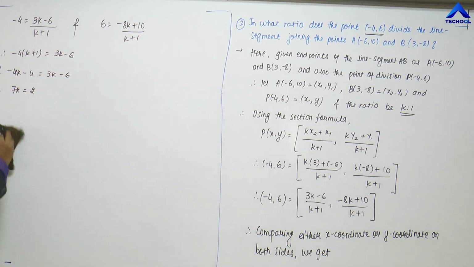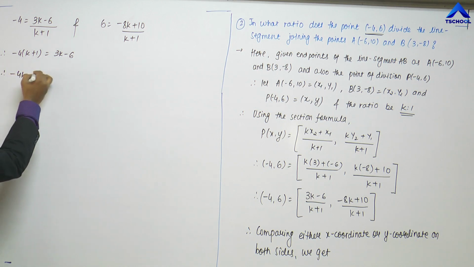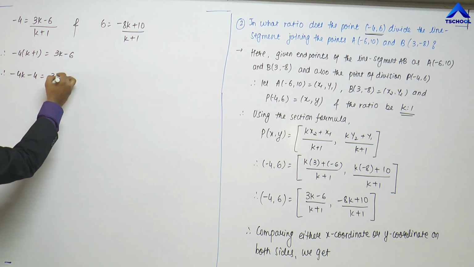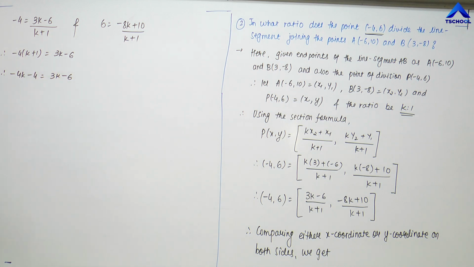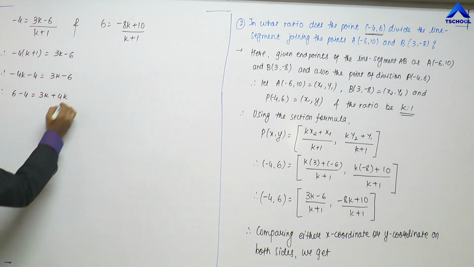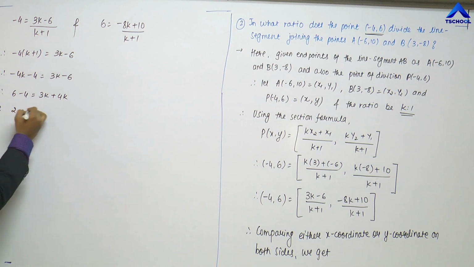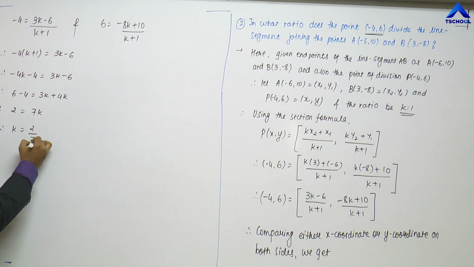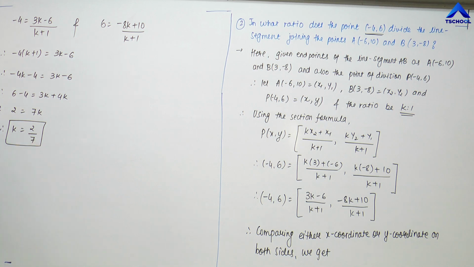I think you might not get this. How? First of all, multiply -4, that is -4k - 4 is equal to 3k - 6. Take that 4k on the other side and 6 on the left side. Therefore 6 - 4 is equal to 3k + 4k. What is this? 2 equals 7k, and hence k equals 2/7. Sorry, k equals 2 upon 7, right? So we got k equals 2/7.